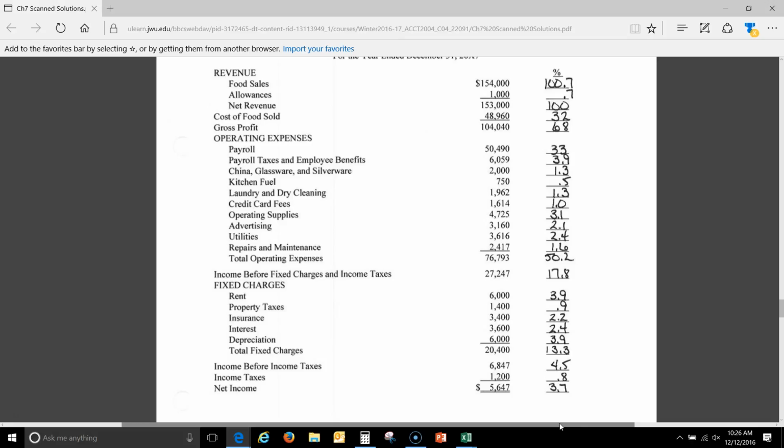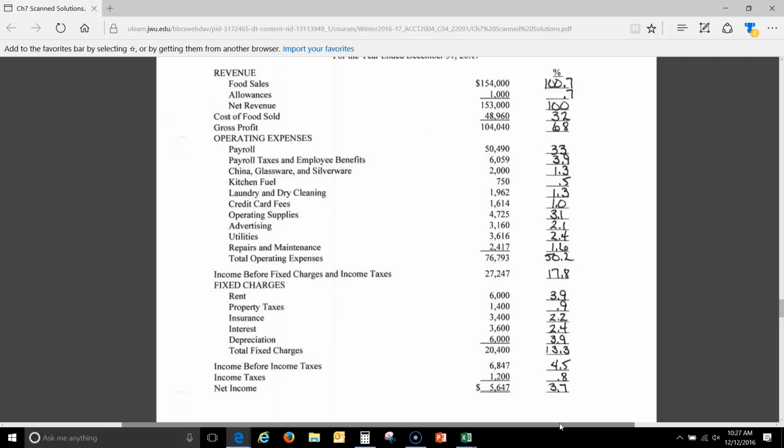And that 50.2 was just that added up? Yes, the 50.2 is actually the 76,793 divided by the 153,000. Once you calculate that using the proper dollar amount and it shows 50.2, then we go back, add up our detailed listing of percentages, and make sure that they do indeed add up to 50.2. If they don't, then we tweak the biggest one in the list to make it match.